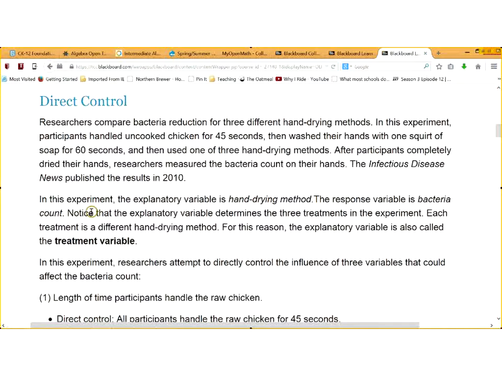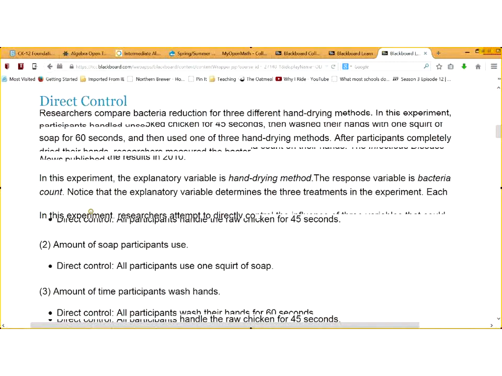So you see there are 3 different ways they controlled things. One was everybody handled the chicken for the same amount of time, everybody used the same amount of soap, and everybody washed for the same length of time. So those are the ways they used control, right? Because all they really wanted to be different between the groups was the method of hand drying. Okay. All right.